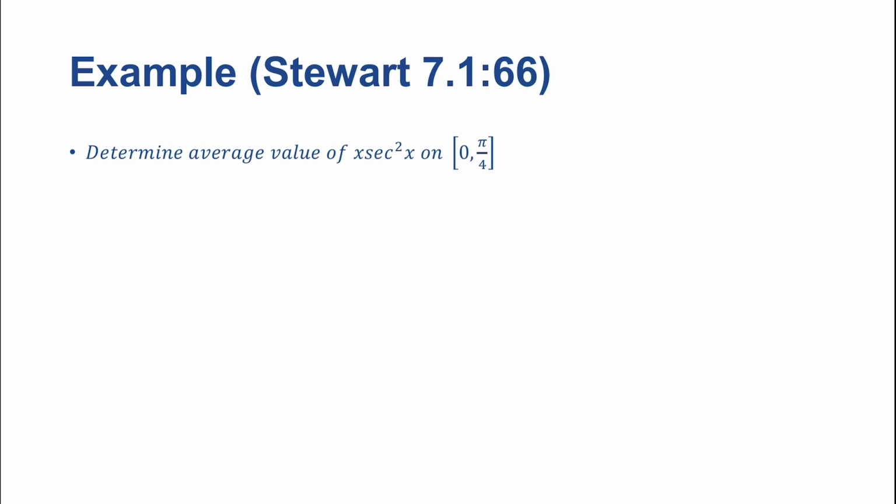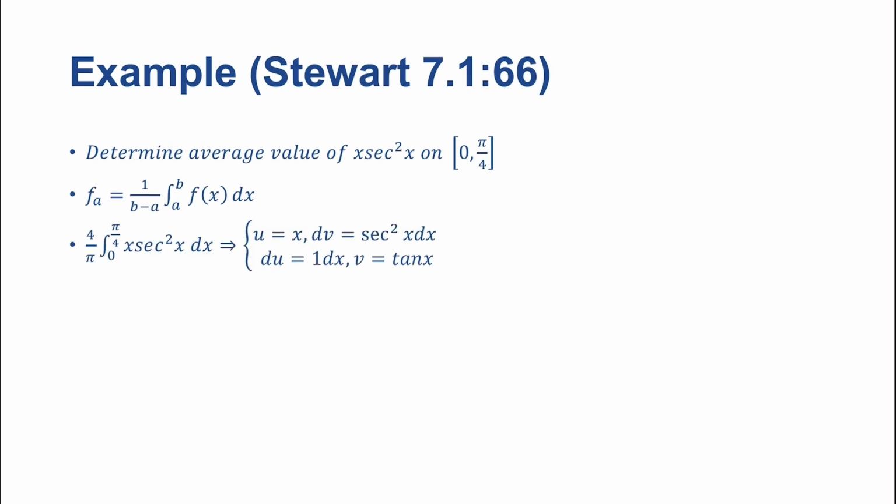Okay, now x secant squared of x, that is quite the big function. So we are going to be integrating that. And if we remember that our formula for average value, f of a is equal to 1 over b minus a times the integral from a to b of f of x dx. So we're going to be doing some definite integration here, but that's okay. So what we do is we plug this in.